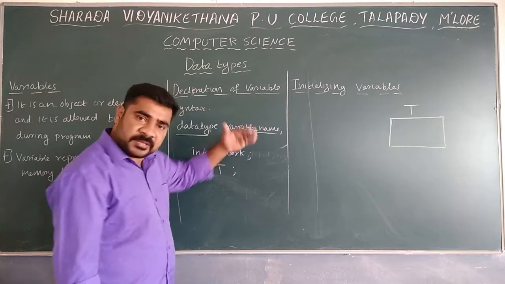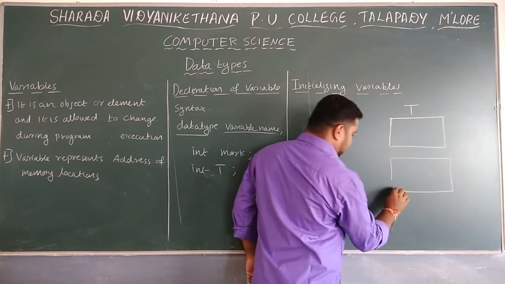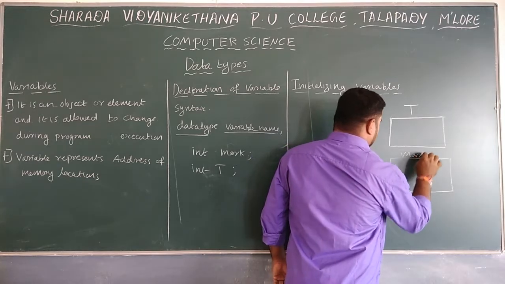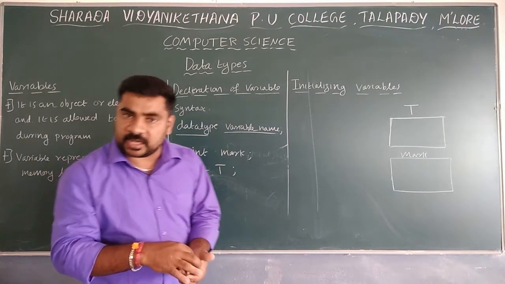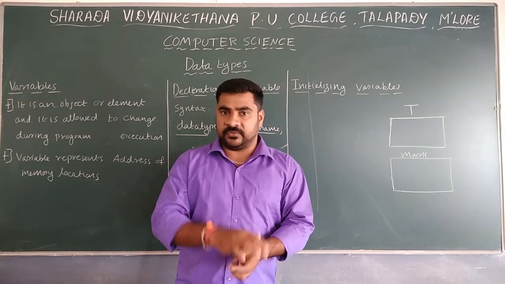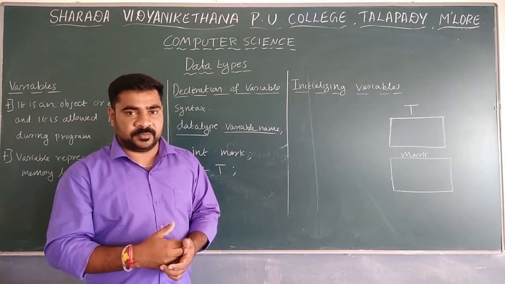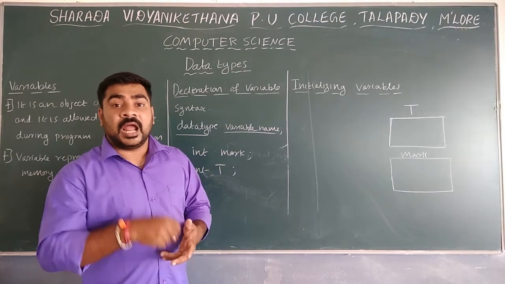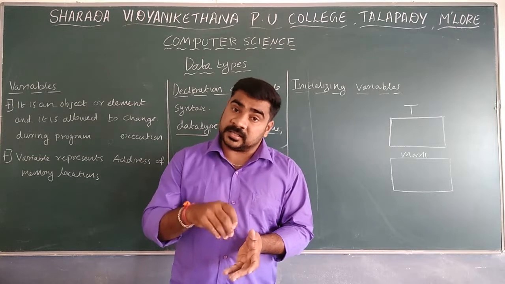So if it is marked, one more space will be created. Mark, so that is one more space. The number of variables you create is the amount of memory space that will be created inside the memory. If you create 10 variables, 10 memory spaces will be created inside the memory. And each memory location contains its own address.